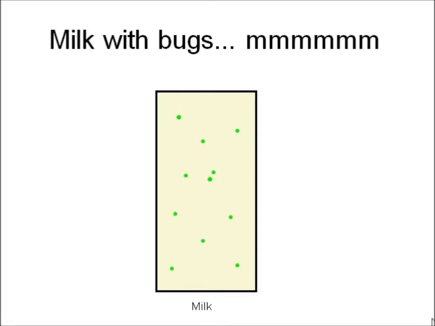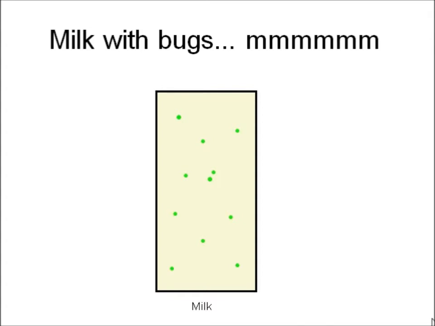Now, what can we do with all this radiation? Well, let's have a look. Now, what you see here is a very high-tech diagram of a carton of milk. Now, we can see little green dots in there that represent the bacteria that naturally occur. Normally there aren't too many, so when you drink fresh milk, there's no problem at all.